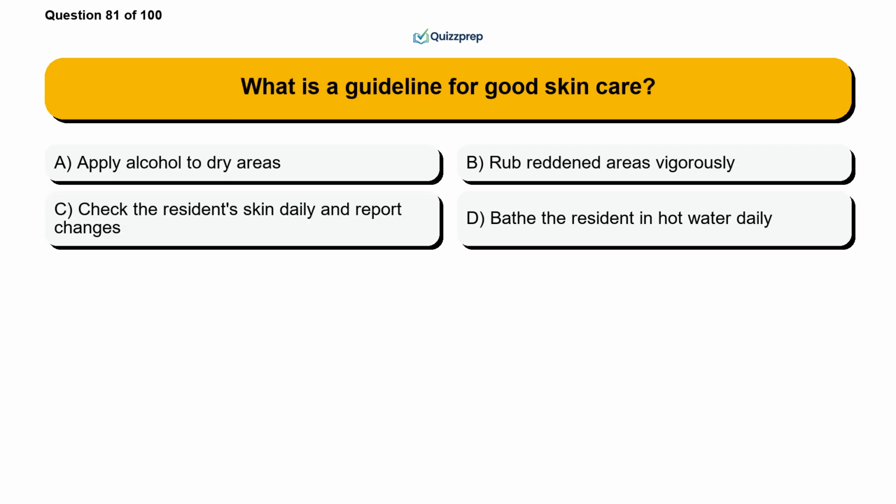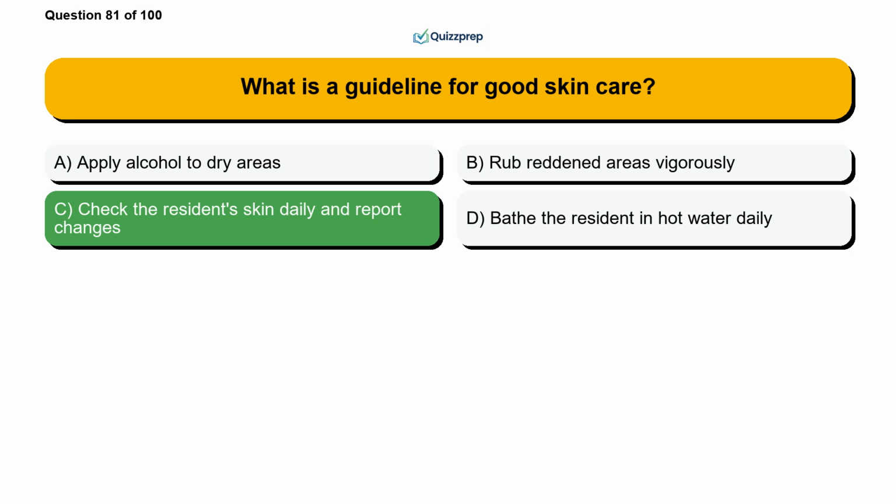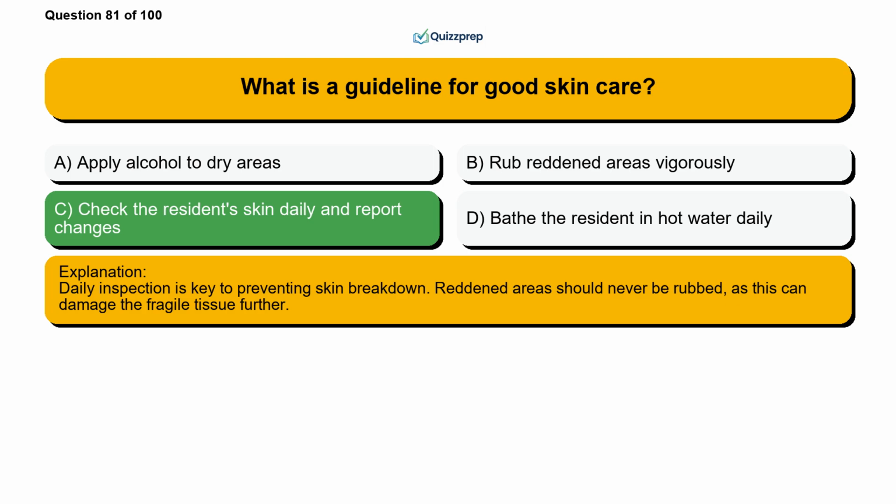Question 81. What is a guideline for good skin care? Option A, apply alcohol to dry areas. Option B, rub reddened areas vigorously. Option C, check the resident's skin daily and report changes. Option D, bathe the resident in hot water daily. The correct answer is option C, check the resident's skin daily and report changes. Daily inspection is key to preventing skin breakdown. Reddened areas should never be rubbed, as this can damage the fragile tissue further.